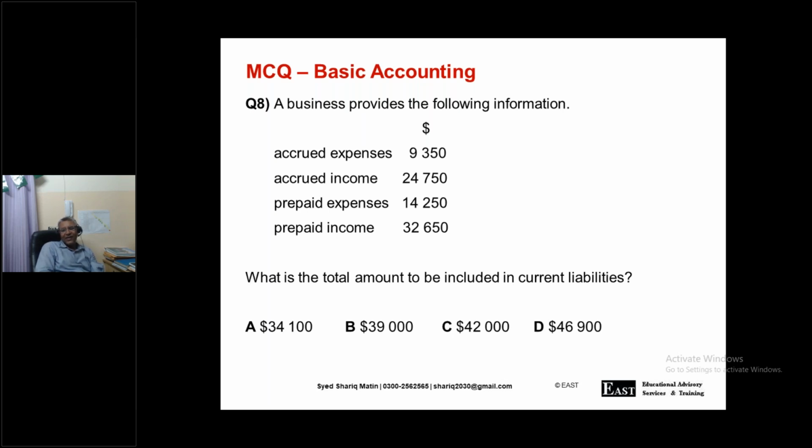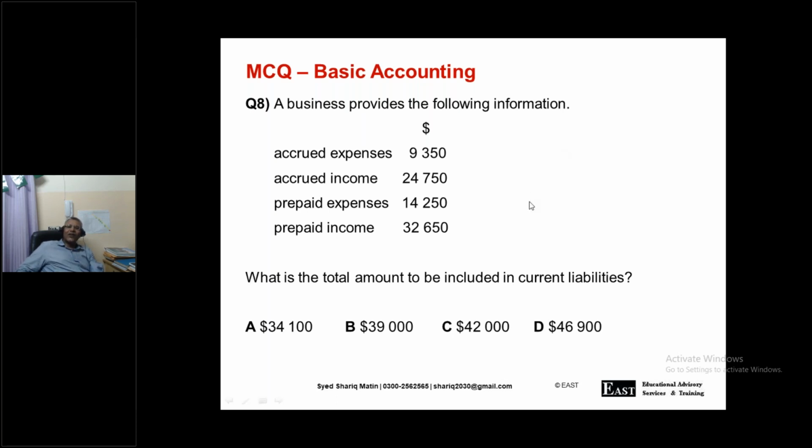Okay, sir. So accrued expense is a liability and prepaid income is a liability. So we are going to add 9,350 and 32,650. So the answer is 42,000. The rest are assets, so we're not going to add them. So the answer is option C.